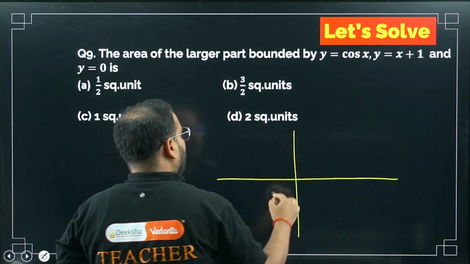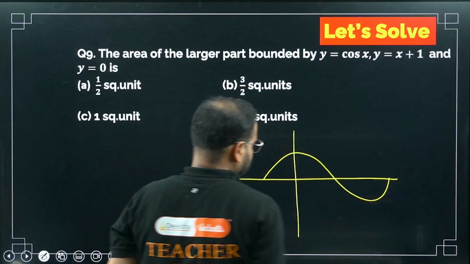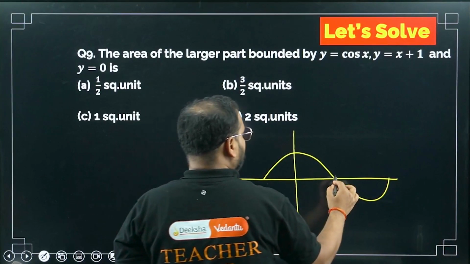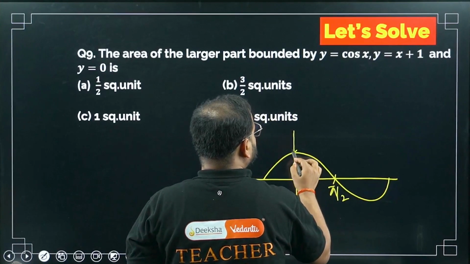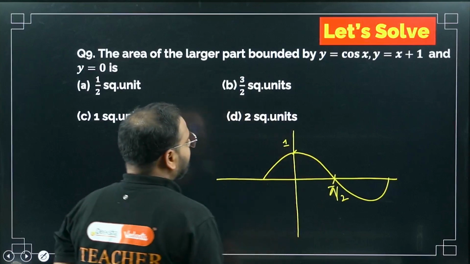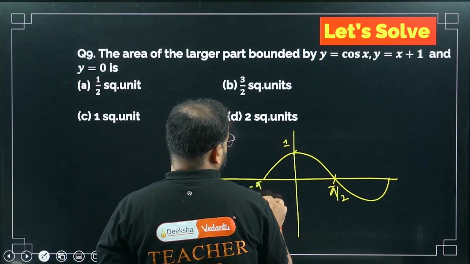Okay. Cos x will look like this, bacha. Okay. What is this value? Cos is 0 at pi by 2. This value is 1. Okay. How much is this? This is minus pi by 2.